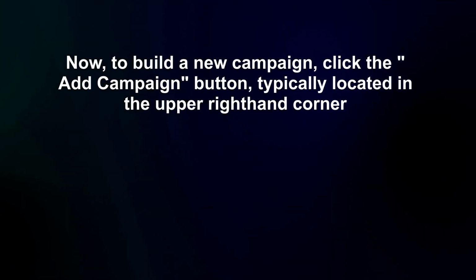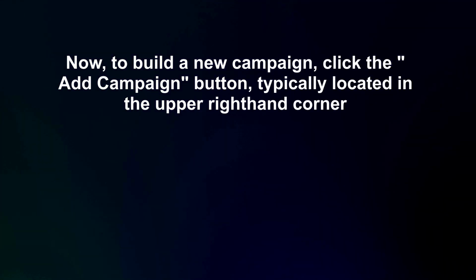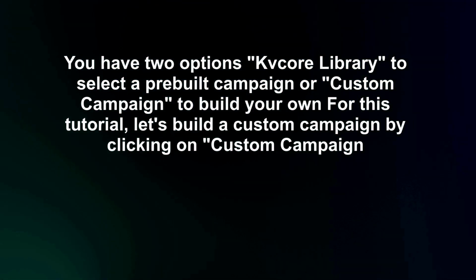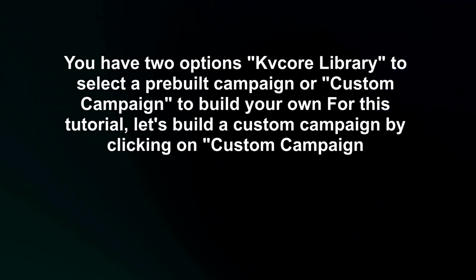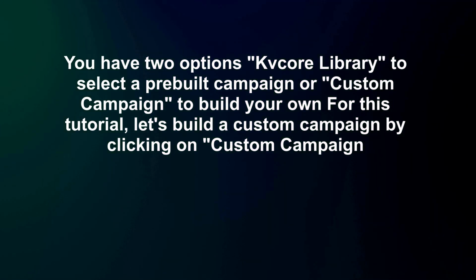Now, to build a new campaign, click the Add Campaign button, typically located in the upper right-hand corner. You have two options: Kvcore library to select a pre-built campaign, or custom campaign to build your own. For this tutorial, let's build a custom campaign by clicking on Custom Campaign.